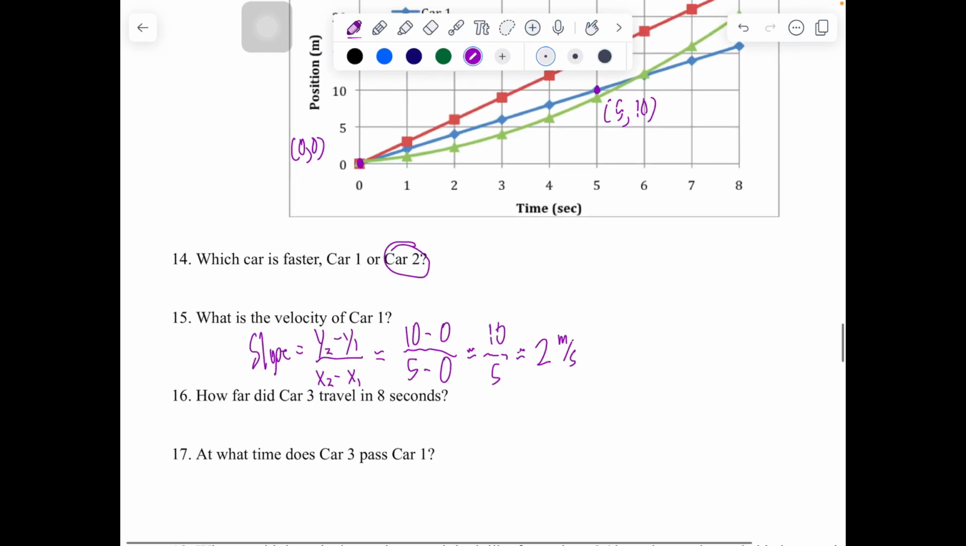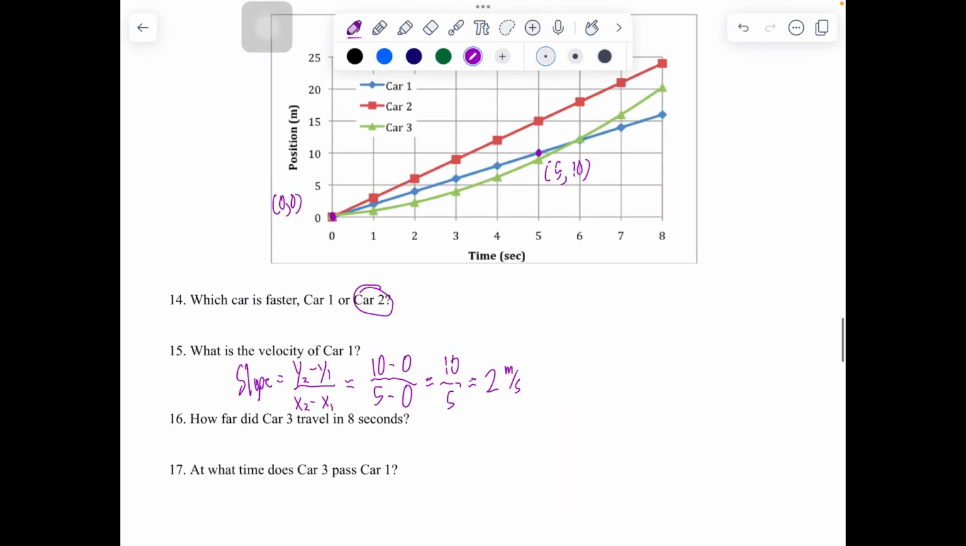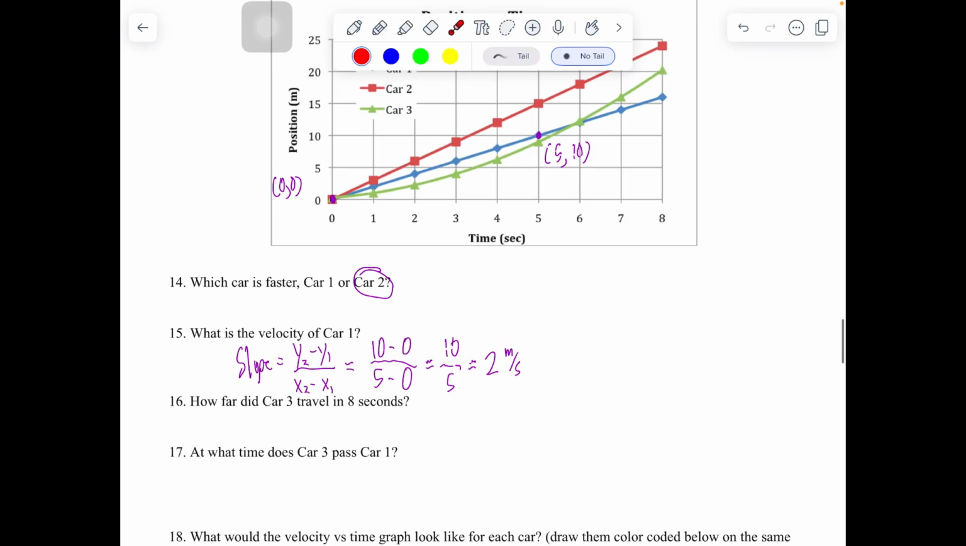How far did car 3 travel in 8 seconds? Well, car 3 is our green. In 8 seconds, it started out all the way over here at 0 for our position. It ends up here, 20 meters. So in those 8 seconds, it must have traveled 20 meters.